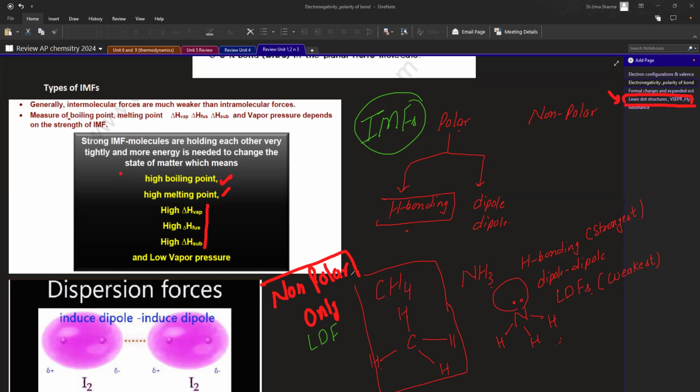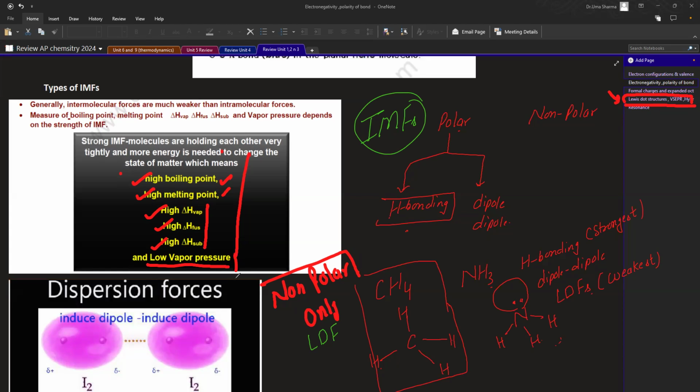Okay, I'm coming to that question. First of all, Aslisha is also asking a question. Here, if the IMFs are stronger, then all these things are high. This can be a question. These are high because you need more energy to break it apart, right? With IMFs, you are just breaking the attractive forces, not any chemical bond. But the vapor pressure will be low.